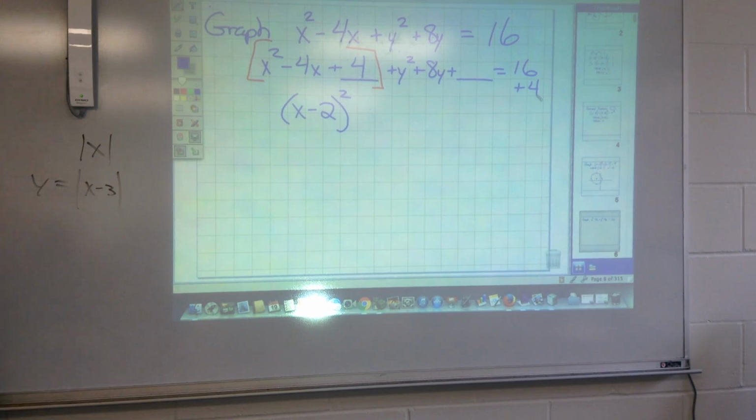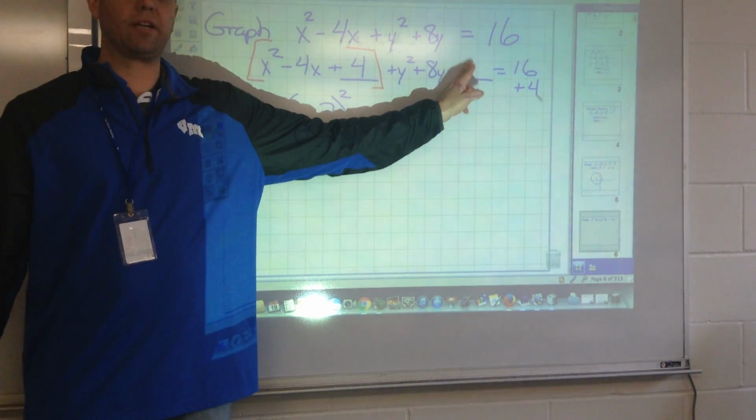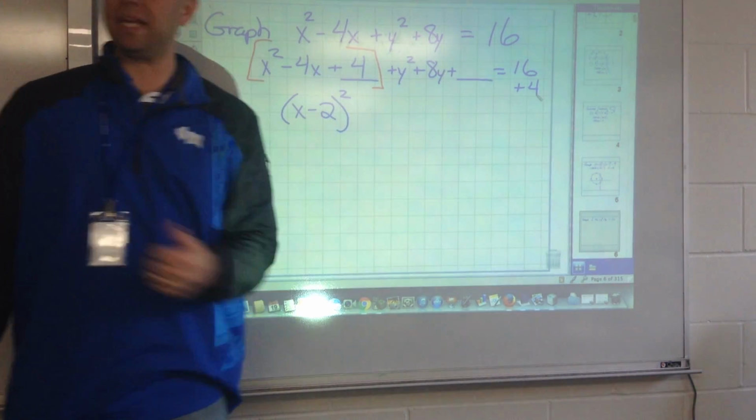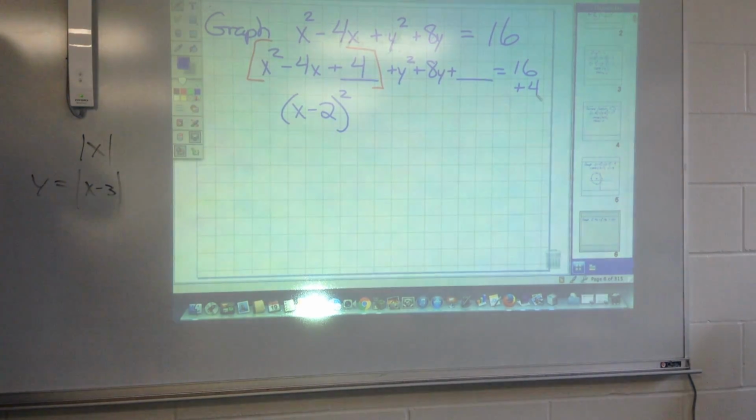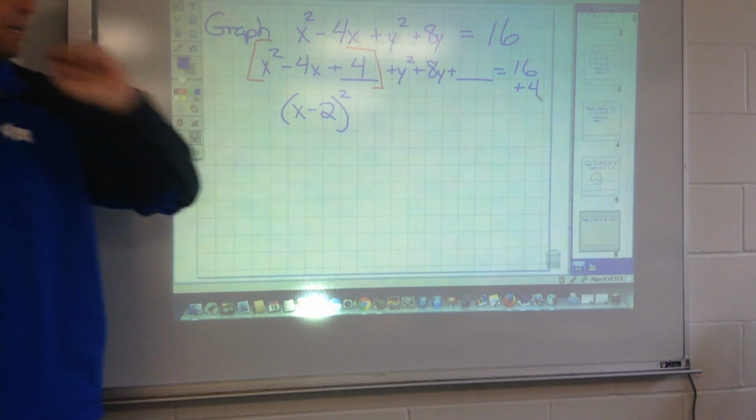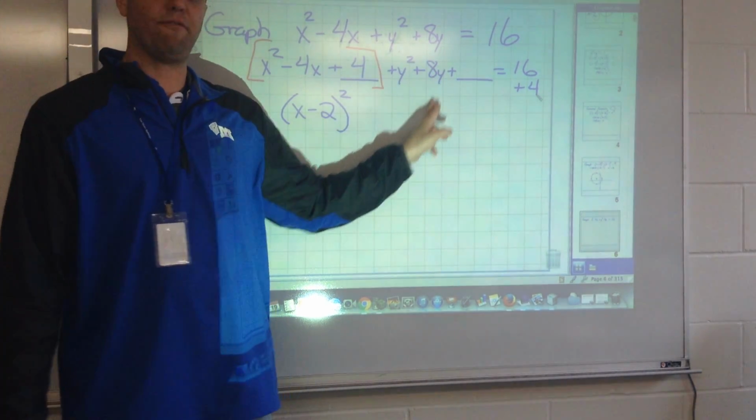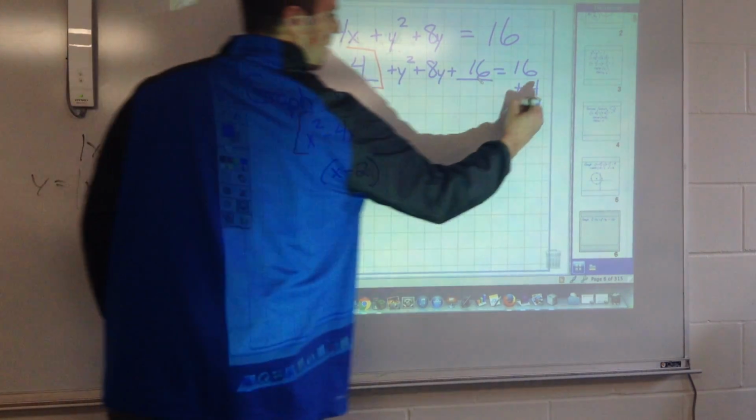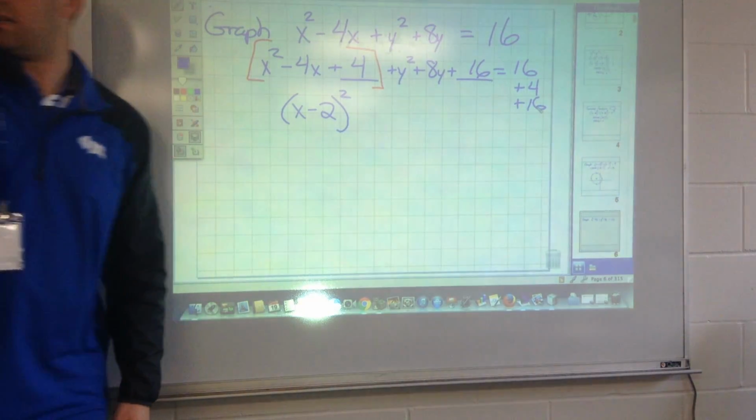Okay? How about this number right here, this blank right here? 16. How'd you get that? Cut 8 in half and square it. Take that linear term, the b value, in ax squared plus bx plus c, cut that in half, 4, square it, you get 16. If I add 16 to this side, I better add 16 to this side.